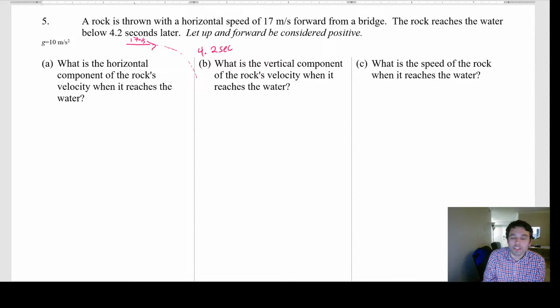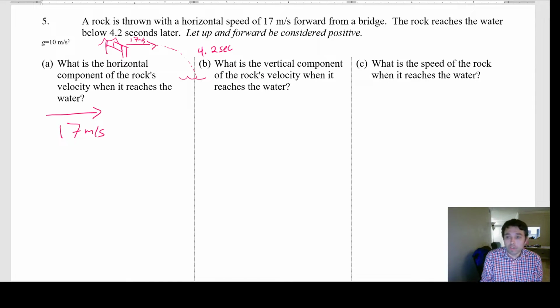All right. So we launch on the bridge, up on some bridge somewhere. Okay, I draw a bridge. Here's the bridge. I can't draw. Whatever. You get the idea. And we launch the ball up, and it hits the water down here. So it says, what is the horizontal component of the rock's velocity when it reaches the water? Well, it's 17, right? Because it's horizontal, and there is no acceleration in the horizontal direction. So the horizontal velocity is constant and does not change, right? So the answer is just 17.